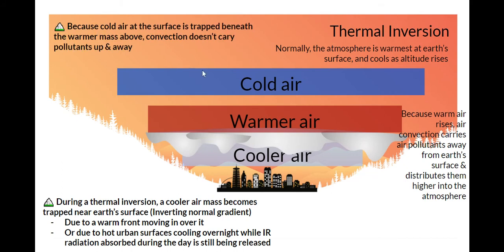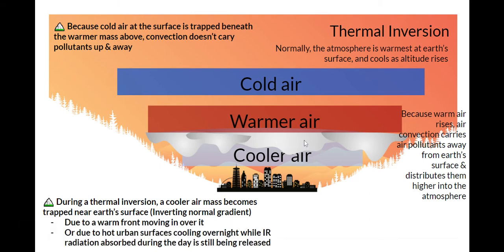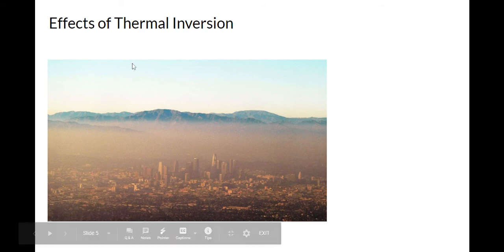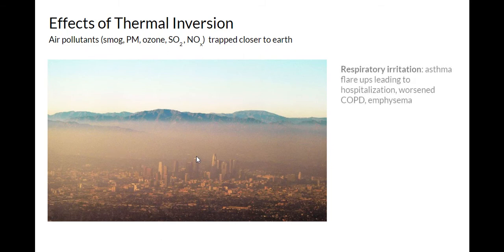Because cold air at the surface is trapped beneath the warm air mass, the convection currents can't carry the pollutants up and away. So the pollutants that are down here can't get away. And so these are the effects of a thermal inversion. We've seen this. Air pollutants such as smog, particulate matter, ozone, sulfur oxides, and NOx are trapped closer to the Earth. Respiratory irritation, asthma flare-ups leading to hospitalization, worsened chronic obstructive pulmonary disease, and emphysema.